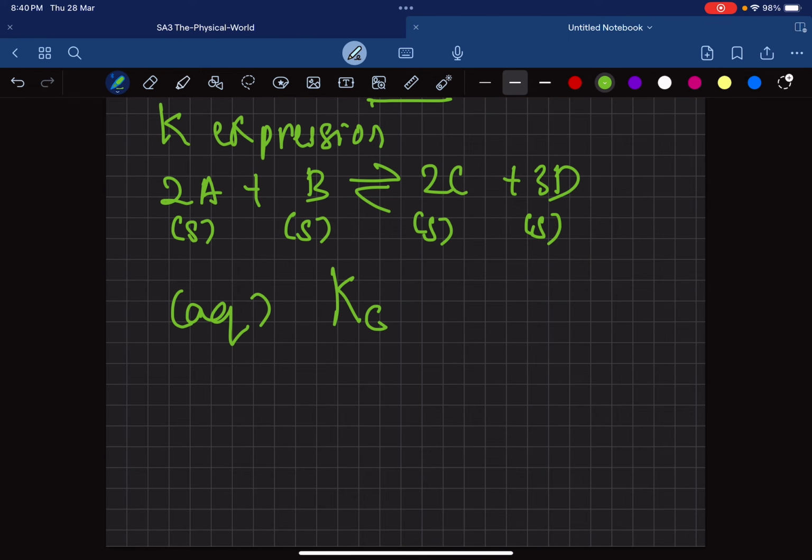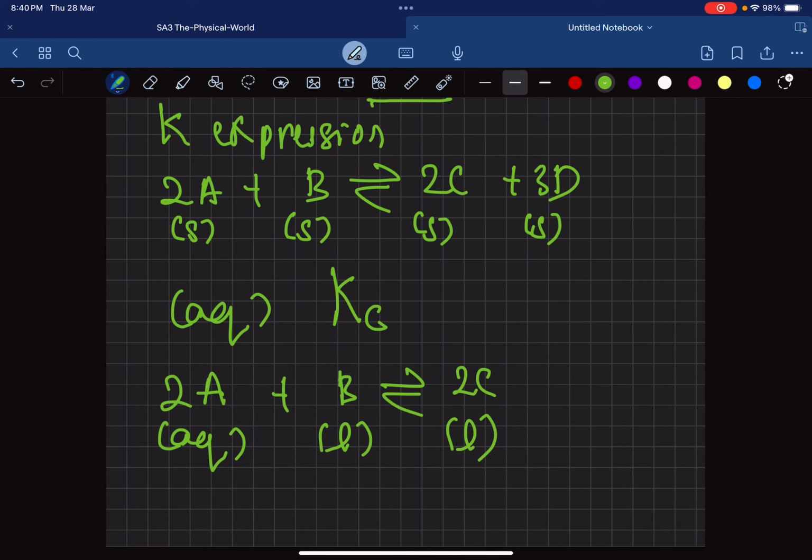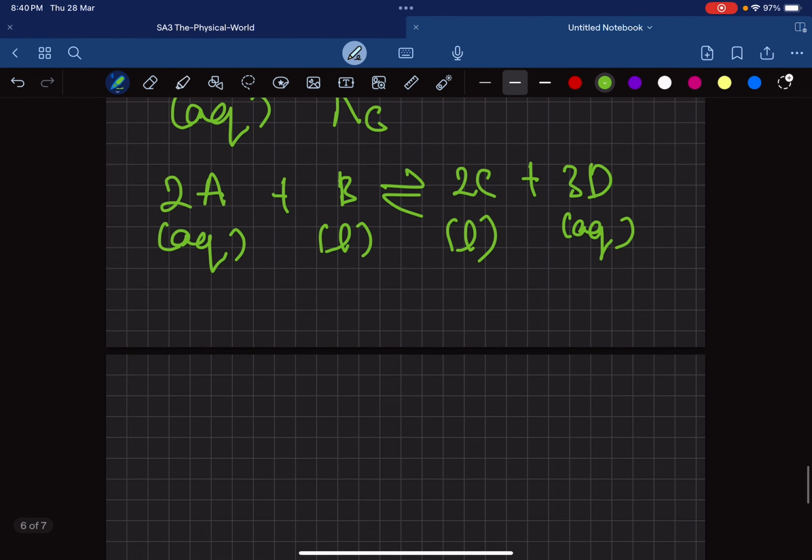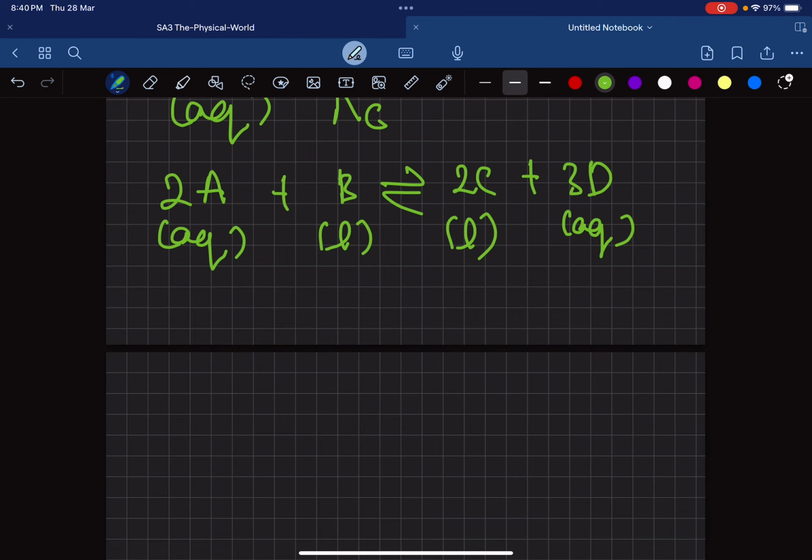So one more thing, let's say if you had a situation like this, if this was aqueous, and let's say B was liquid, and 2C for whatever reason is also liquid, and this is 3D aqueous. So this is a heterogeneous equilibrium, right? Heterogeneous because the states are not the same. So when you write the K expression, you only include the aqueous. You do not ever include the liquids or solids or gases. Okay, so it's going to be like this. Ta-da, then done.